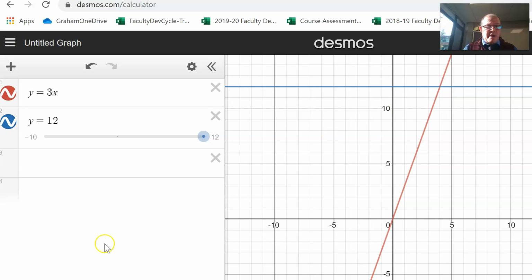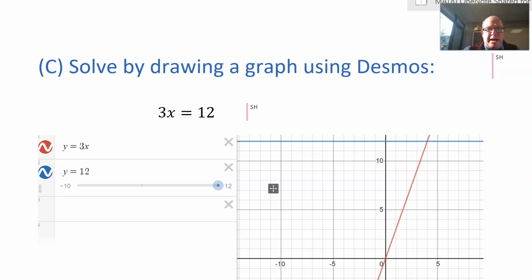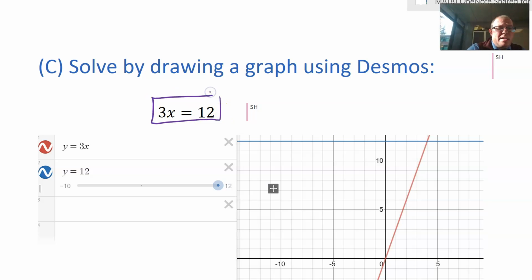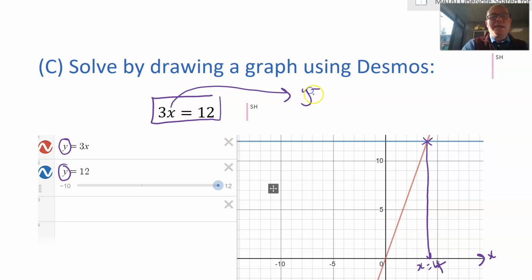So I'm going to copy that into my OneNote. So here I have the red graph, which is y equals 3x, and the blue graph, y equals 12. Well, if I want to see where 3x equals 12, I want to see where the y values are the same. Where are they the same? When they cross. Read it off the graph. They're the same when x equals 4, because this is the x-axis here. And that's how we draw it. So all you have to do is draw one graph, y equals 3x. There it is. Draw the other graph, y equals 12, the right-hand side.